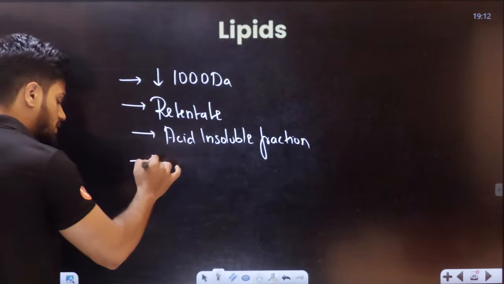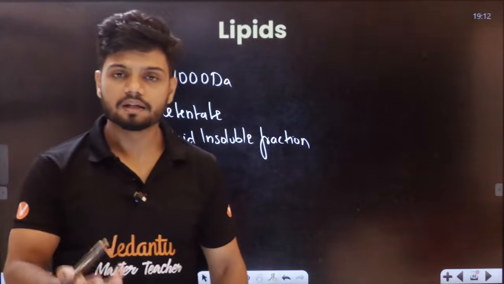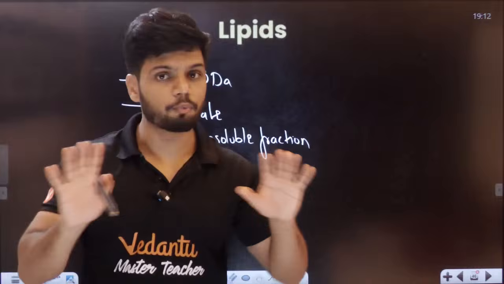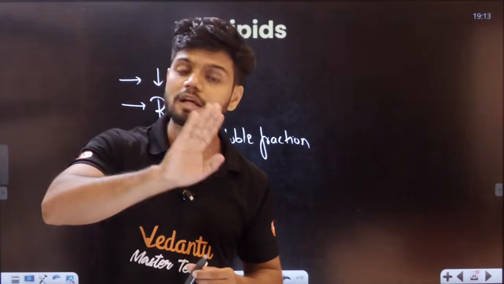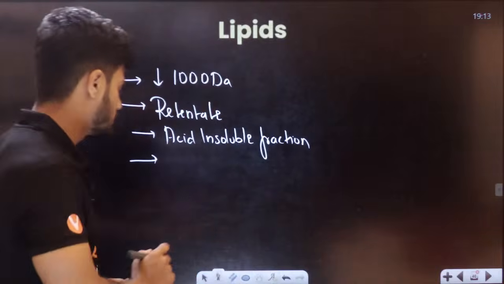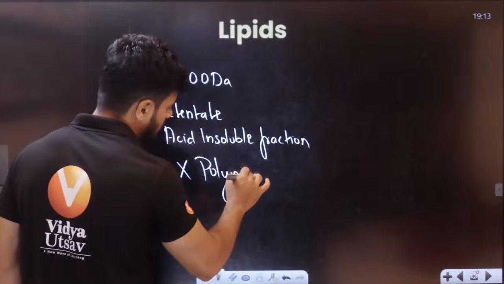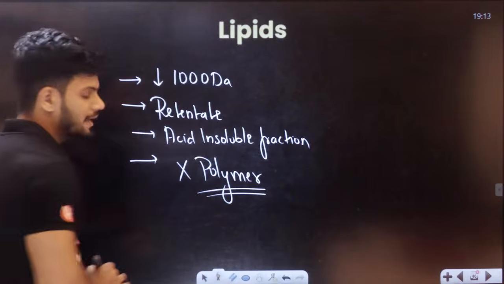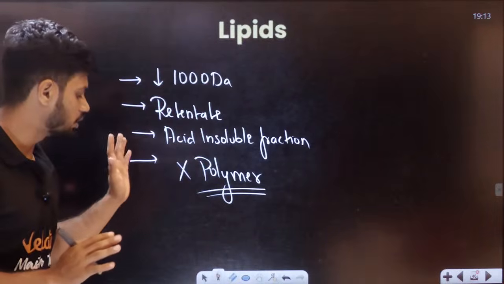Now students, these structures which are lipids are not forming polymers. They are forming vesicles, but they are not forming polymers. Please, students, remember that. There is no polymer formation here. Unlike your nucleic acids, proteins and everything, they do not form polymers. They are not polymers, students.